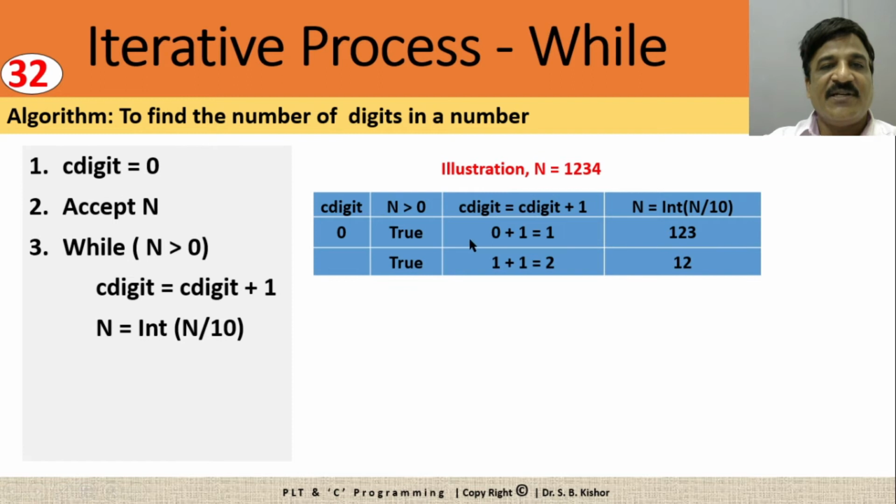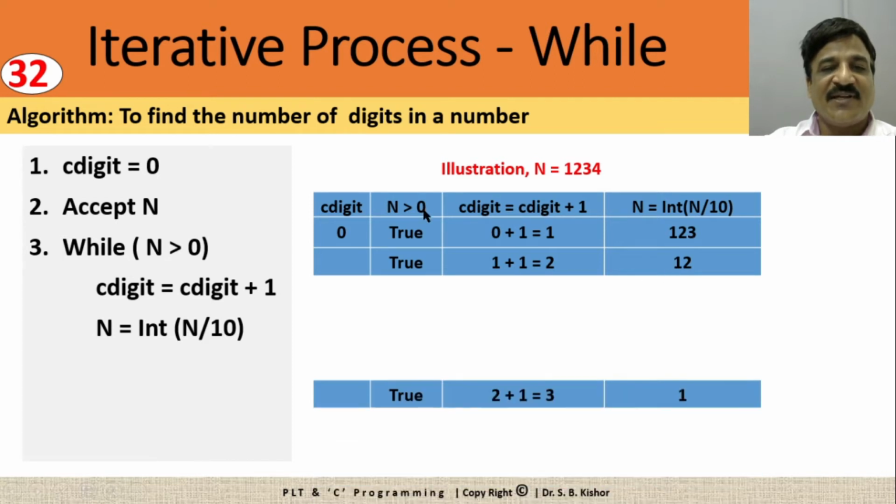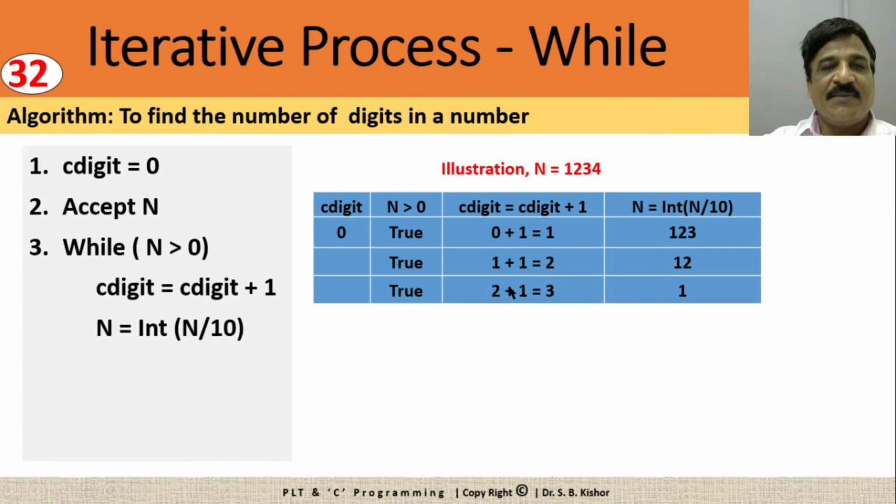Again, increment the number of digits by 1. Then 123 divided by 10 is 12.3. So the integer of that is what? 12. Okay, 12 is greater than 0. Yes, again the condition is true. So previous sum plus 1, which means the number of digits has been increased by 1.